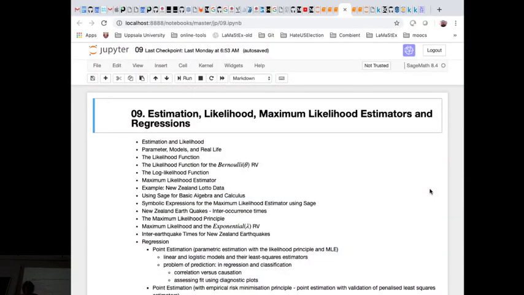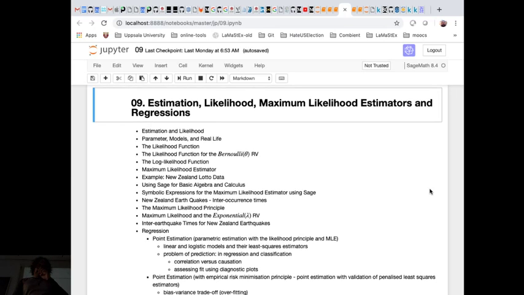This is a really full-on notebook, right? I think we're okay. So far, what we've seen is just preparation for the main learning outcomes in the course, okay? So this is about estimation, likelihood, maximum likelihood estimators, and regressions, okay? So the topics are like this.